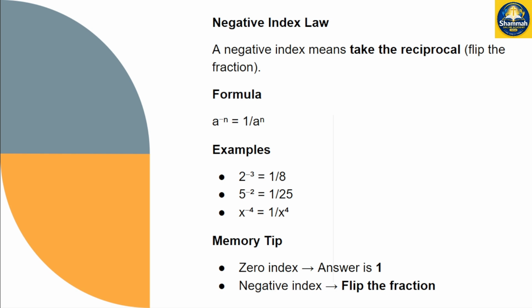Now keep this in memory. If you have a zero index, it means if any number is raised to the power 0, our answer is 1. But if you have a negative index, just simply flip the fraction. Take the reciprocal. If you have x raised to the power minus 6, what you do is 1 over x raised to the power what? 6. If you have 3 raised to the power minus 5, it will become 1 over 3 raised to the power 5. Now we'll go to the examples.